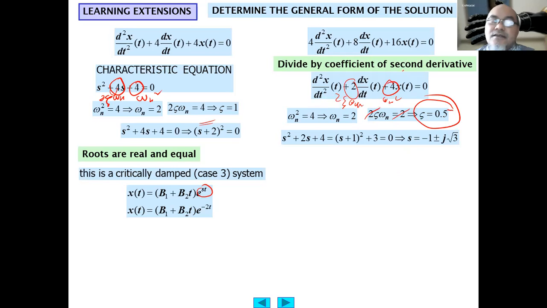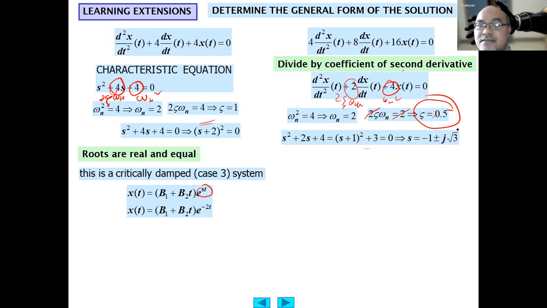Writing down the characteristic equation, s squared plus 2s plus 4 equals 0. This can be simplified into (s plus 1) squared plus 3 equals 0. So (s plus 1) squared equals minus 3. Okay, so s plus 1 equals plus or minus j square root of 3, because the square root of minus 3 is an imaginary number. So s equals minus 1 plus or minus j square root of 3.